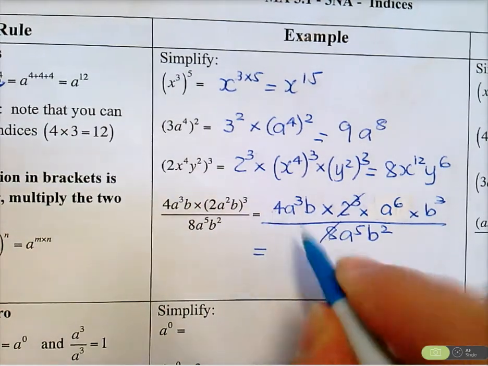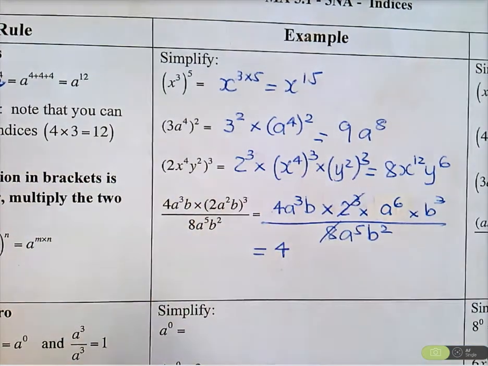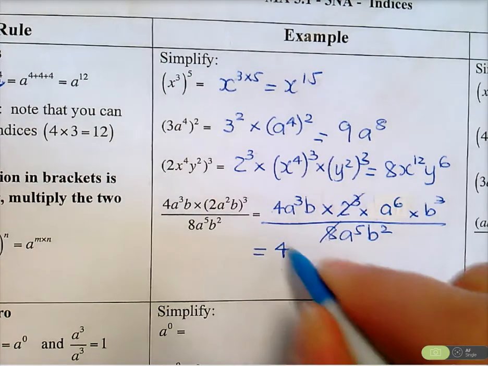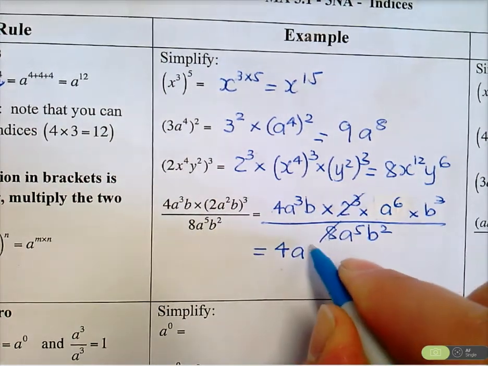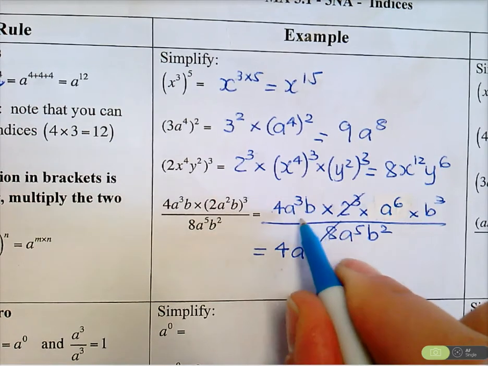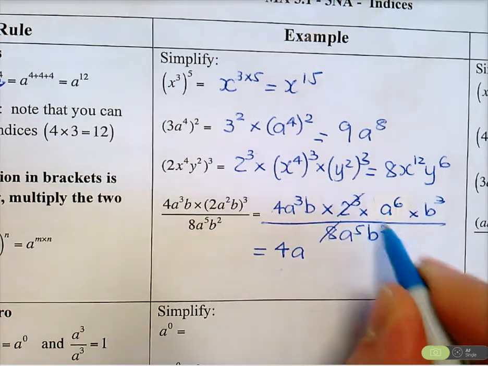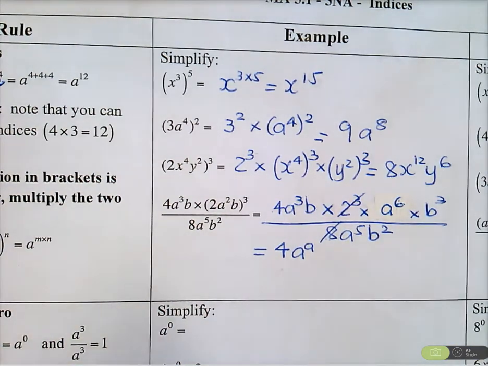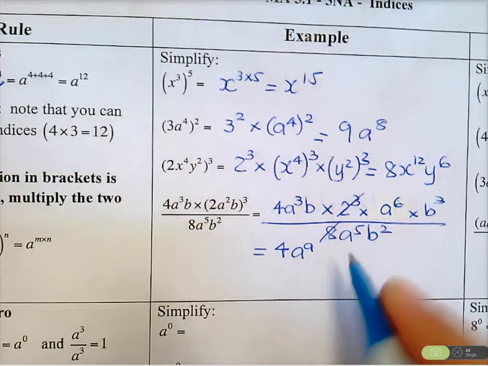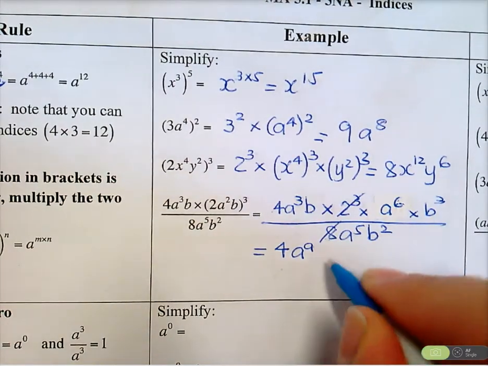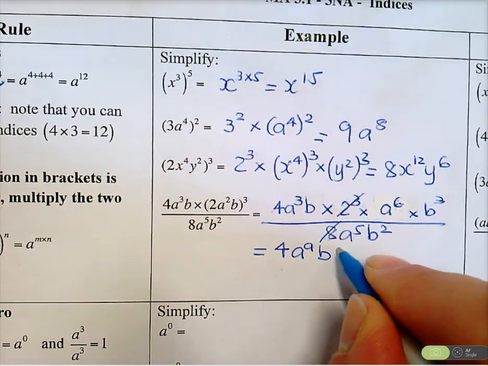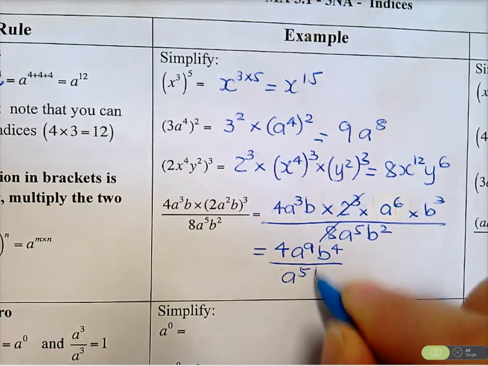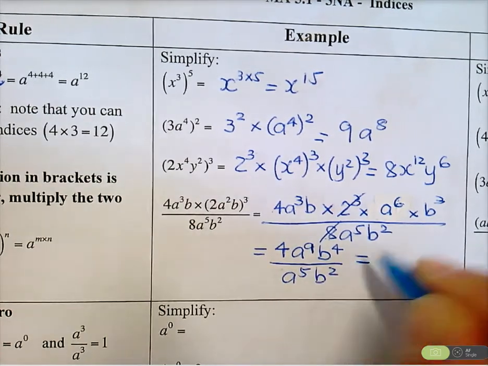So looking at the numbers on the numerator, I've got 4. Now let's do the a's. A cubed times a to the power of 6 is a to the power of? That's a cubed times a6. Yeah, a9, because you add. And then we've got b times b cubed is b to the power of 4 over a to the power of 5, b squared. Now what do we get?